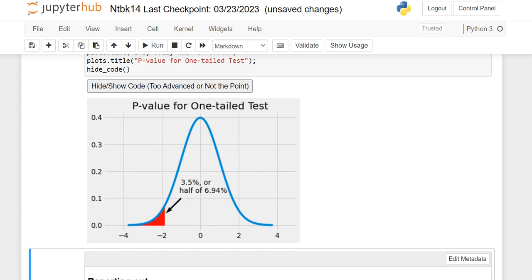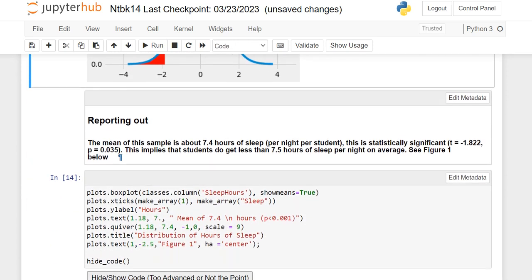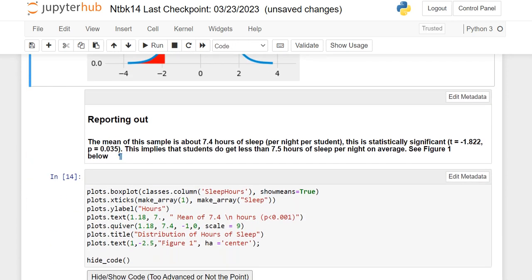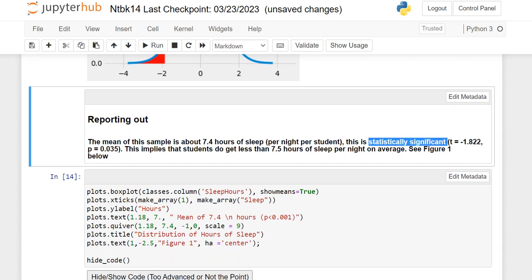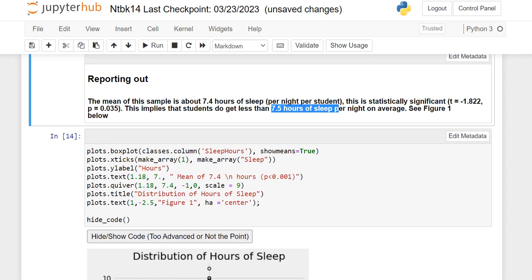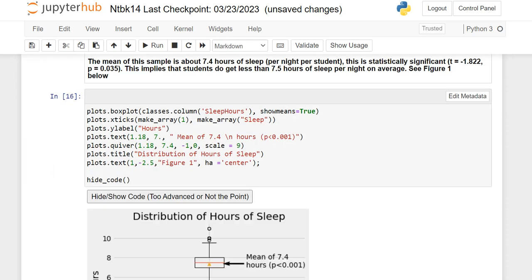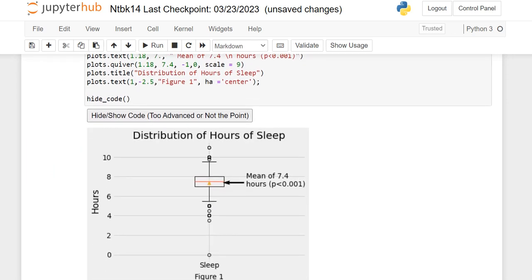And here they're showing you we're shading under the bell curve. The area shaded is about 3.5%, which is less than 5%. So we reject the null and we find, again, statistical significance that students don't just get less than 8 hours of sleep. It appears that we have evidence now that they get less than 7.5 hours of sleep at night. And then again, here is the distribution of hours of sleep.